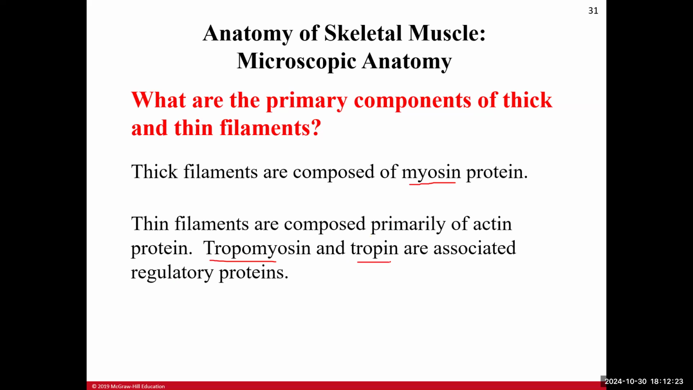Because when the muscle's at rest and it's not contracting, these binding sites are blocked by tropomyosin. And so when calcium is present and there's ATP available, then we can get a muscle contraction, but it starts off with the calcium settling in onto the troponin. And then once it does that, it causes the tropomyosin to shift off of the myosin binding sites on actin.